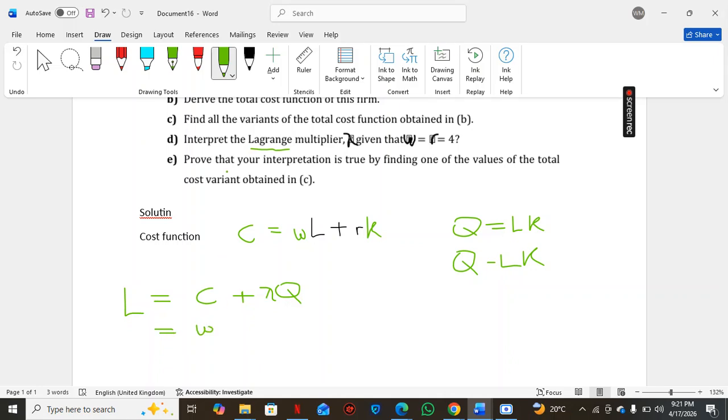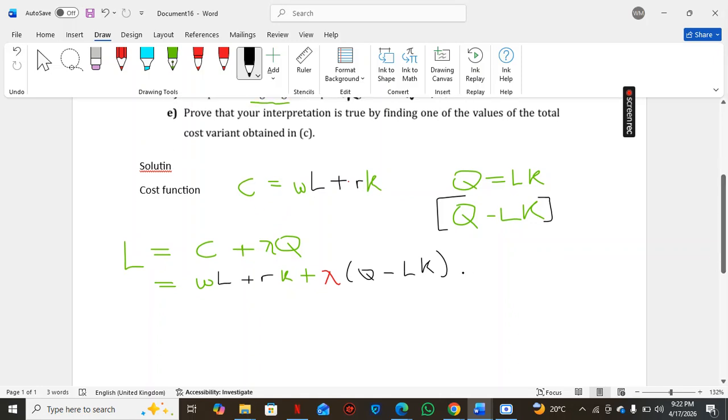You put your cost function here, W L plus R K, plus lambda, open brackets, Q minus L K. Okay, colleagues, the steps are always standard. When you're making your Lagrange function, there's your cost function and your production function, this adjusted production function where you bring LK over the other side.